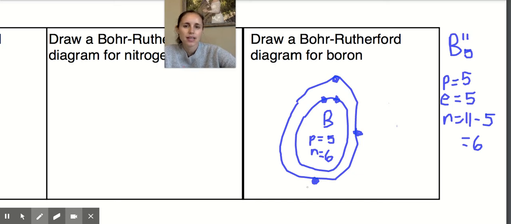You have a practice assignment this week where you're asked to practice drawing Bohr-Rutherford diagrams. I'm going to hit pause and show you a shortcut to Bohr-Rutherford diagrams that's going to be very useful. So that's Bohr-Rutherford diagrams. That's how you're going to draw them in your assignment. Next up, I'm going to show you Lewis structures. So join me back here in just a second.